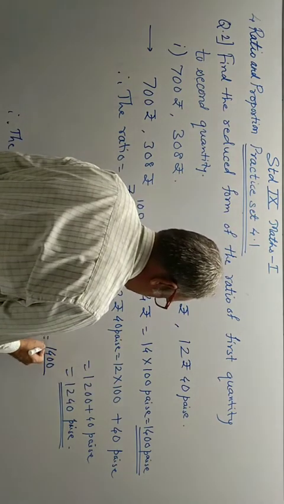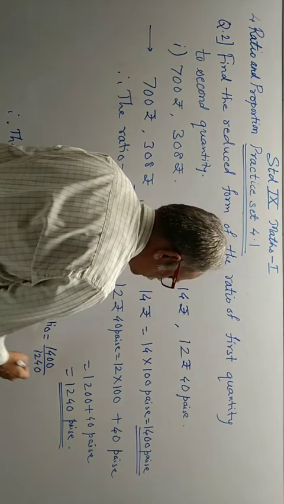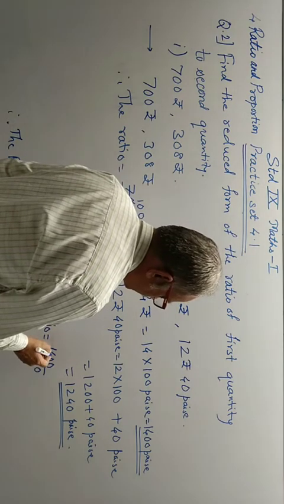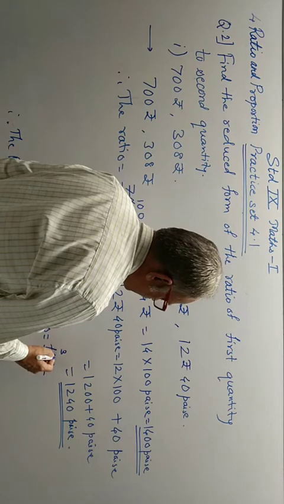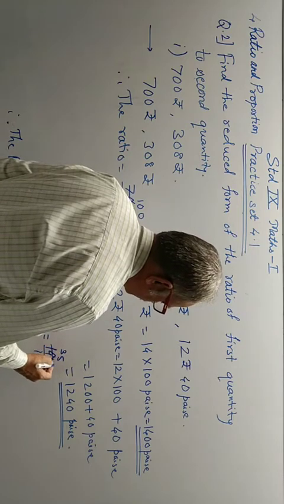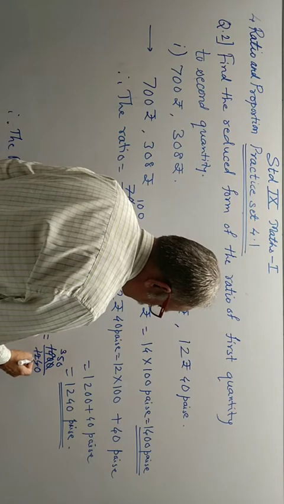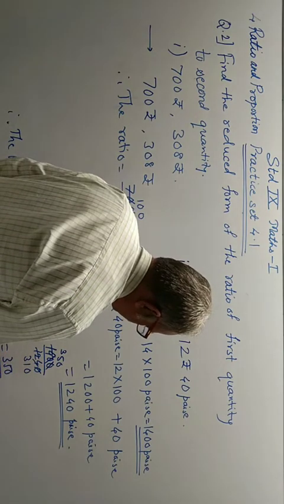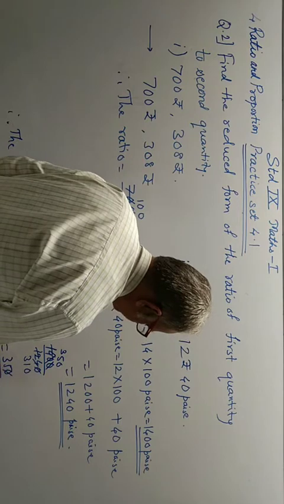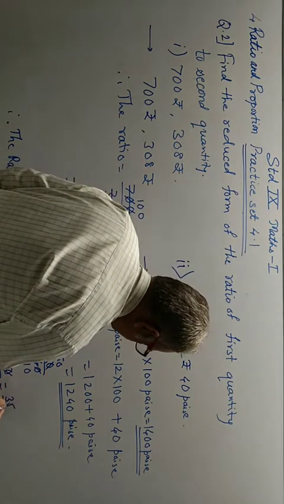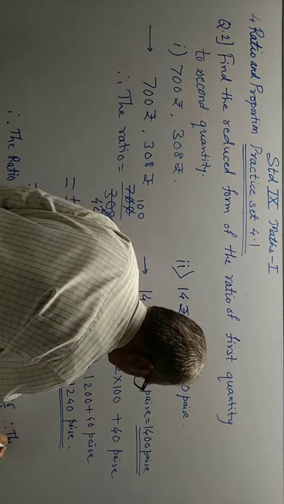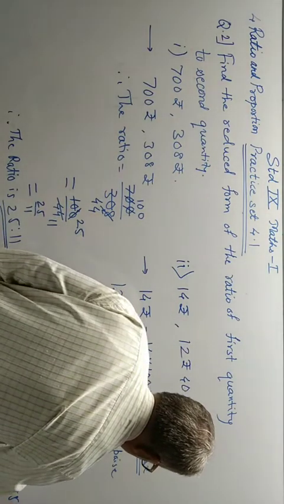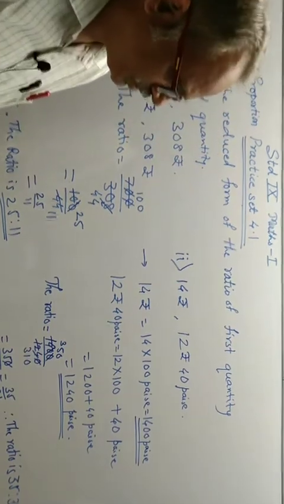1400 upon 1240. Cancel by 4. If the last two digits of a number are divisible by 4, the number can be divisible by 4. 4 3s are 12, 2 remain. 4 5s are 20. 4 3s are 12, 4 1s are 4. 350 upon 310. 0 cancel. 35 upon 31. Therefore, the ratio is 35:31.